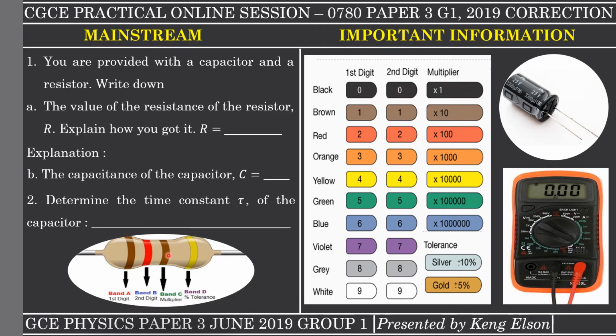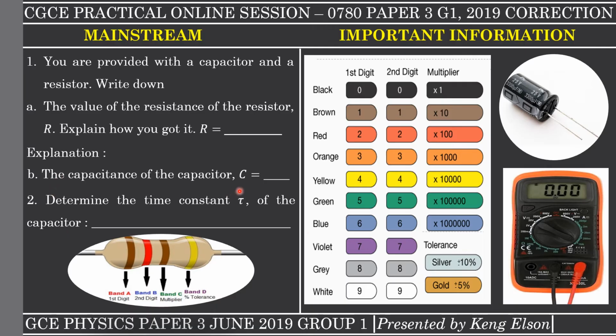So for you guys who know colors, look at these colors here, use this chart and tell me the resistance of this resistor in the comment section. Next, basically you need to write the resistance, and then you explain using the resistor color code. All right, and then you got it.